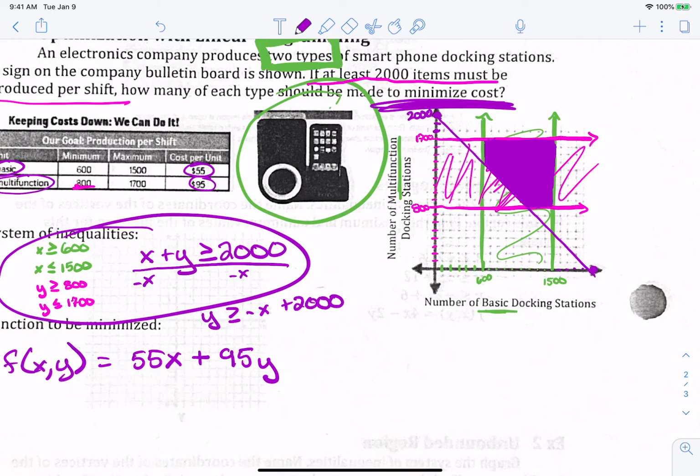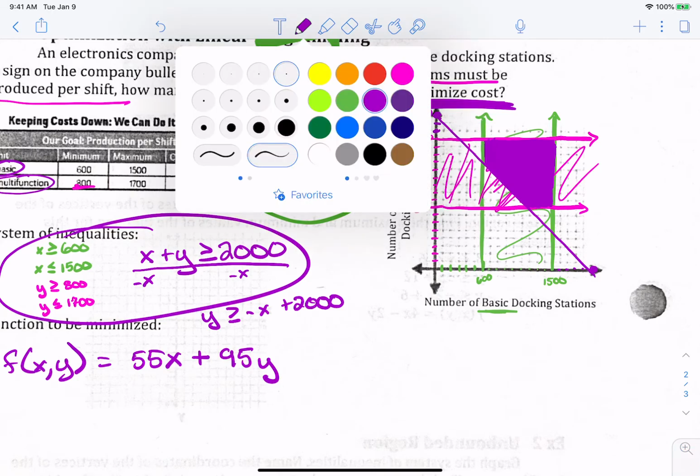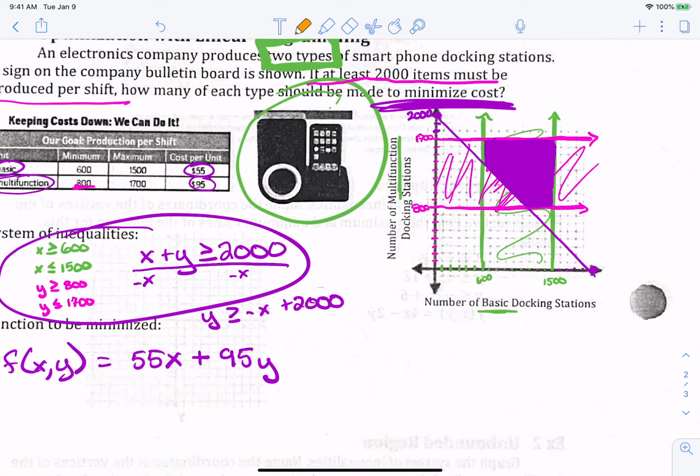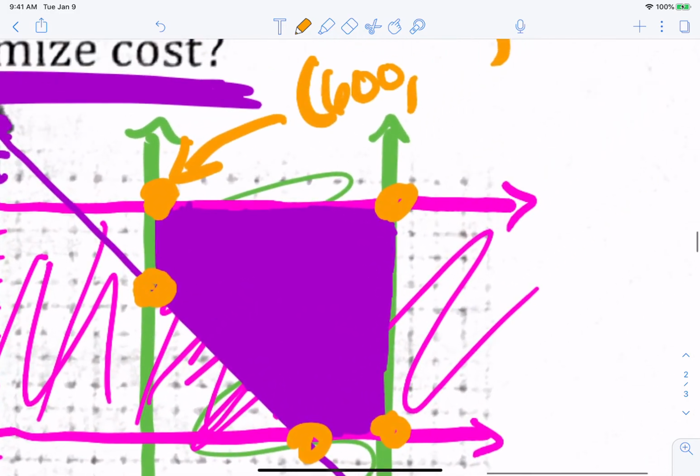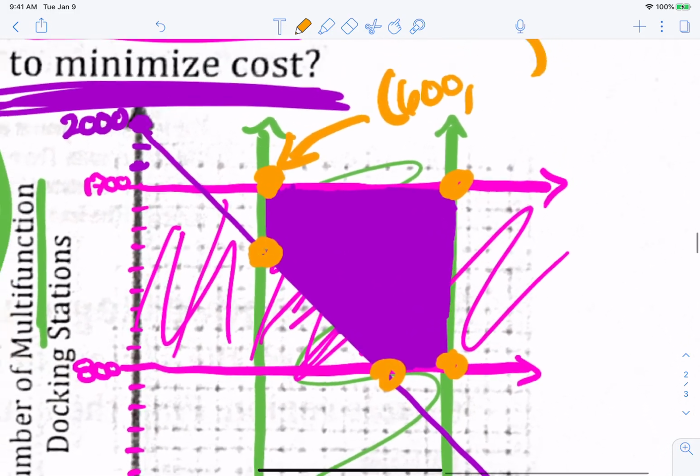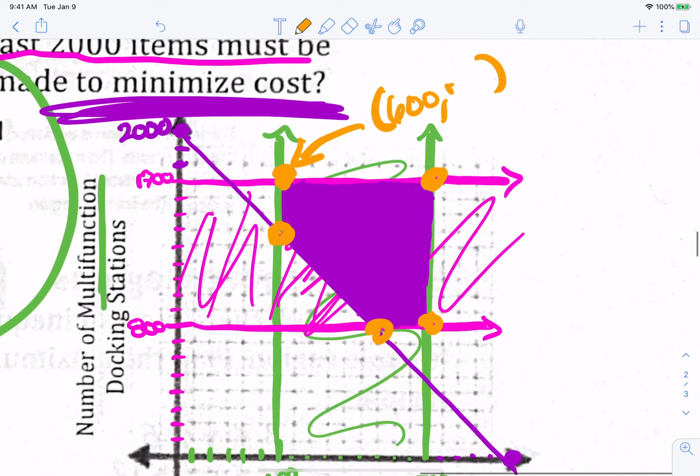Okay, so there he is. We have that Superman guy. Now this is a 5-sided figure, which means he has 5 vertices. This one, this one, this one, this one, this one, and we must find all of them. So this first one right here, that's easy to find. What are his coordinate points? It's 600, 1700.